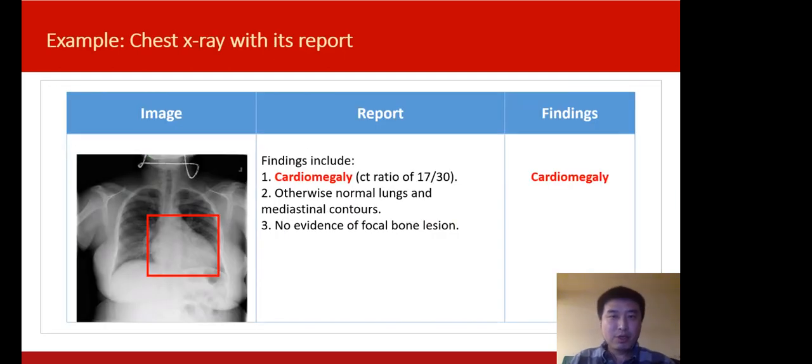Here I want to show you an example of a chest X-ray with its report. The report says: findings include cardiomegaly, otherwise normal lungs and contours. There's no evidence of focal bone lesion. So from this report, if we can extract the findings, for example, the cardiomegaly, then we know the label of the chest X-ray on the left, which is cardiomegaly.